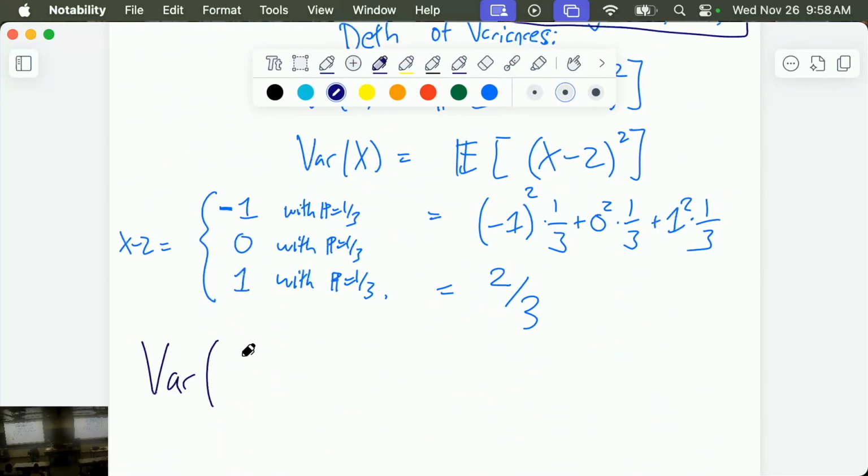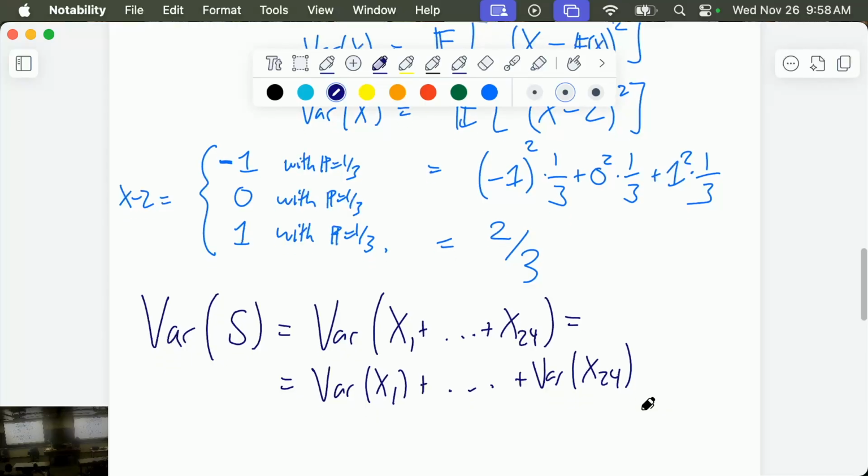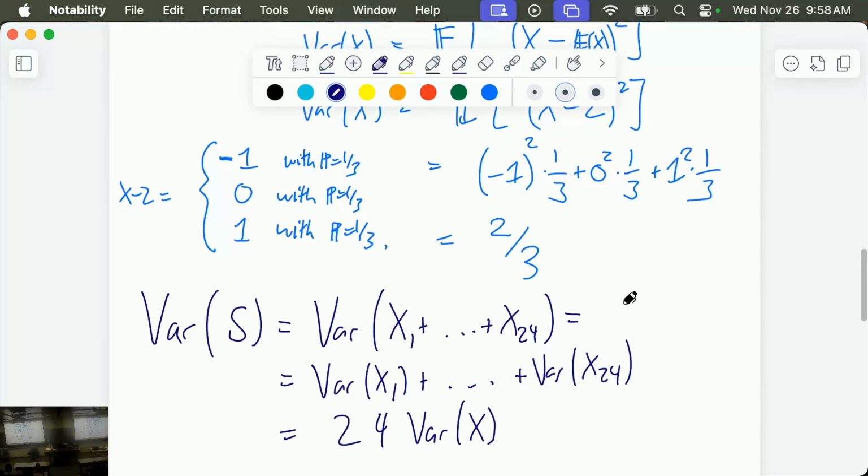The variance of S is the variance of x1 plus dot dot dot plus x24. And there's 24 copies of the same thing. You could write this as the variance of x1 plus dot dot dot plus the variance of x24, adding all the variances together. But it's 24 copies of the same thing. We have a name for that. It's called multiplication, the variance of any individual dice roll. And fortunately, we've done the variance of any individual dice roll. It is 24 times 2/3.